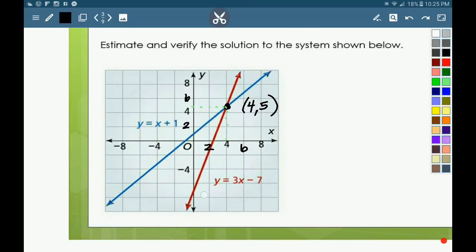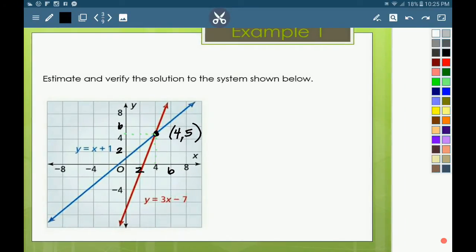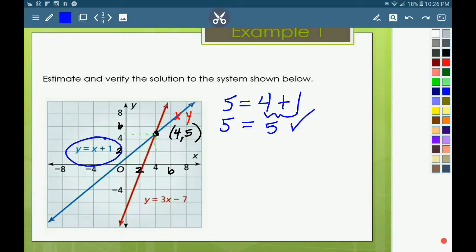But I'm not just going to guess and call it a day. I'm going to verify my estimation. So I'm going to plug in, just like we did 2 lessons ago, the 4 for x and the 5 for y in both equations. So in this equation, I have y, which is 5, is equal to x, which is 4, plus 1. Well, 5 is definitely equal to 4 plus 1 because 4 plus 1 is equal to 5. So the point that I guessed works in the first equation.